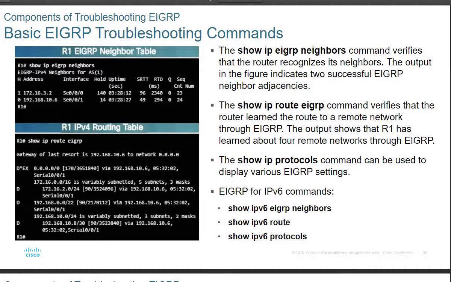The show ip protocols command can be used to display various EIGRP settings. EIGRP for IPv6 commands: show ipv6 eigrp neighbor, show ipv6 route, show ipv6 protocols.